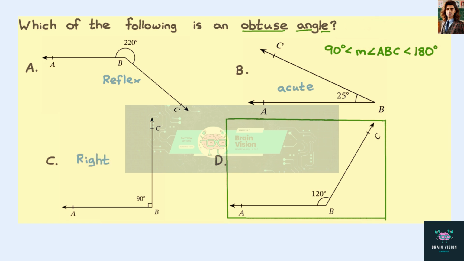We can also recall that we call angles with measure 90 degrees right angles. So, the angle in option C is a right angle.